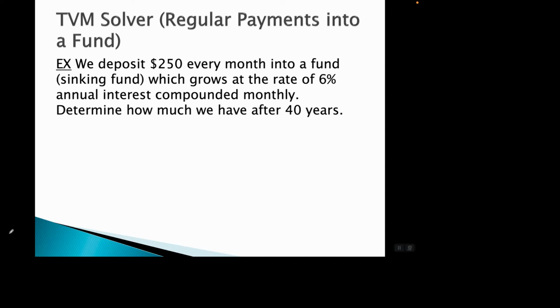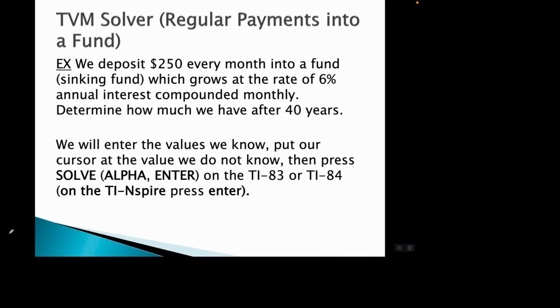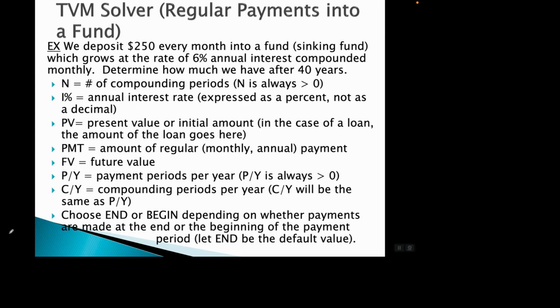So again, here's our problem. $250 every month. Fund grows at 6% annual interest compounded monthly. How much do we have after 40 years? We will enter the values we know, put our cursor at the value we do not know, then press Solve, that's Alpha, Enter, on the TI-83 or TI-84. On the TI Inspire, we will instead press Enter.